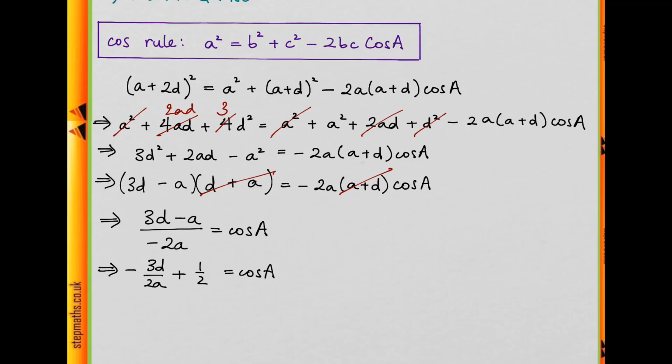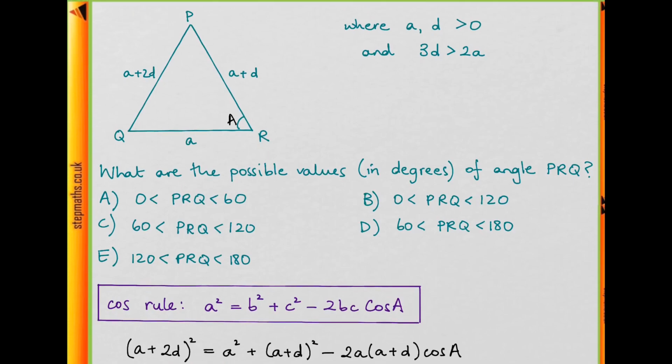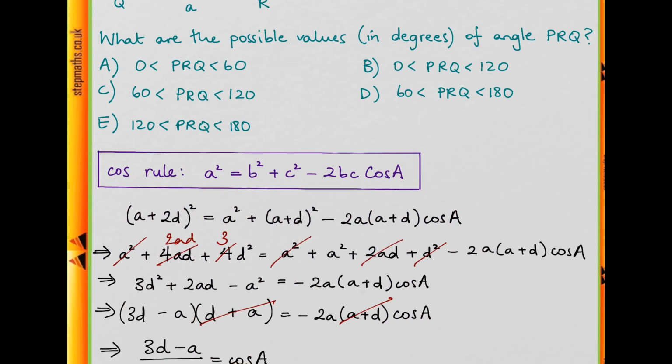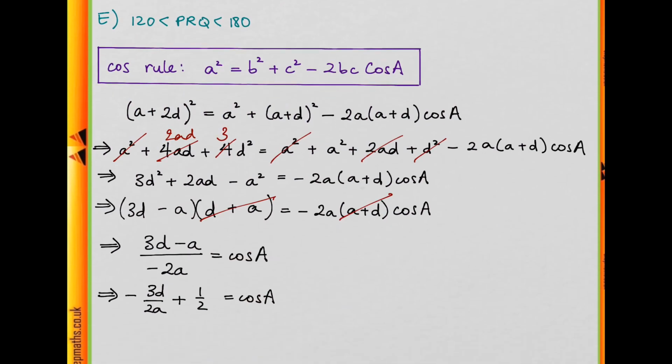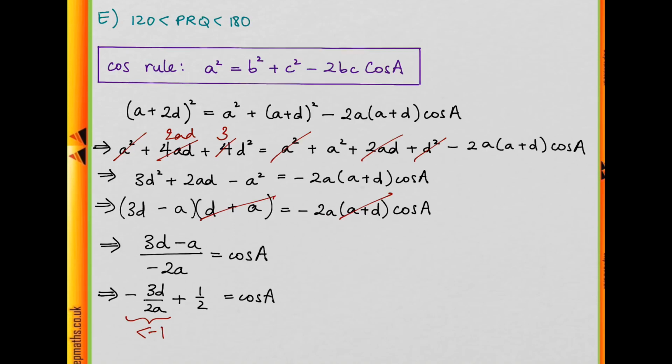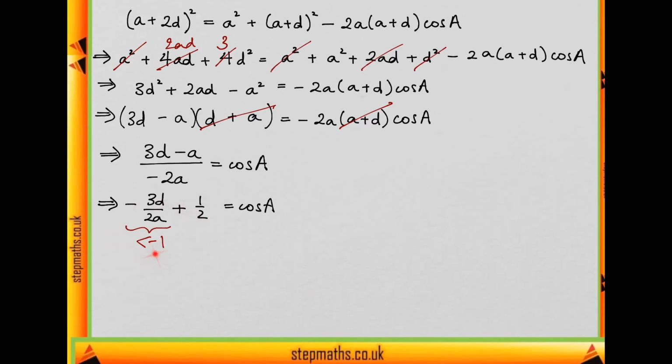Okay, so after a lot of simplifying, we've got down to here, and we're told at the beginning that 3D is greater than 2A, therefore this 3D over 2A is going to be greater than 1, so minus 3D over 2A is going to be less than minus 1. So on this left-hand side, we've got less than minus 1 plus a half. So overall, we've got something that is less than minus 1 half.